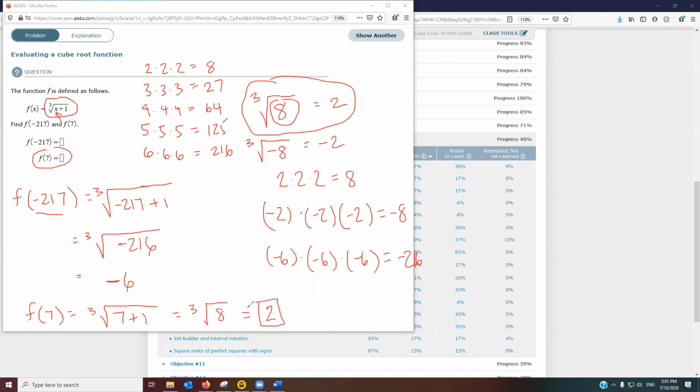Okay, so when it comes to cube roots, you're really being asked to find some number that if you multiply that number times itself 3 times, you get the result that's given underneath the symbol.